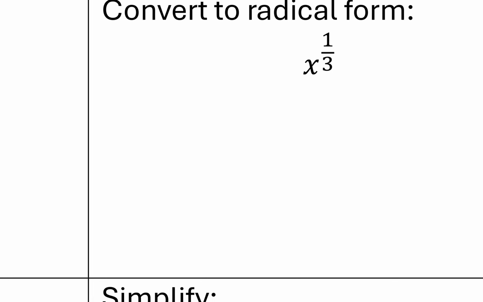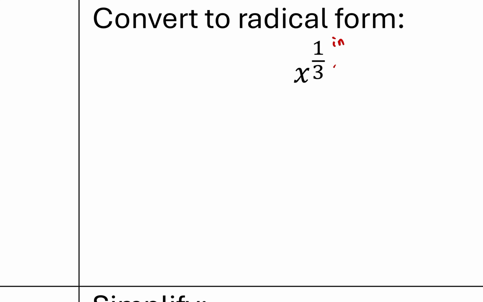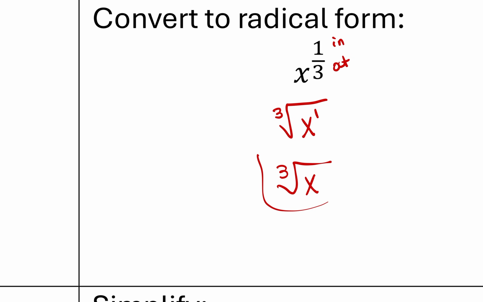For the next one, I have top in. So this is my in, this is my out. So I have my radical, and I have x to the 1st and a 3 outside. So this is the cube root of x.